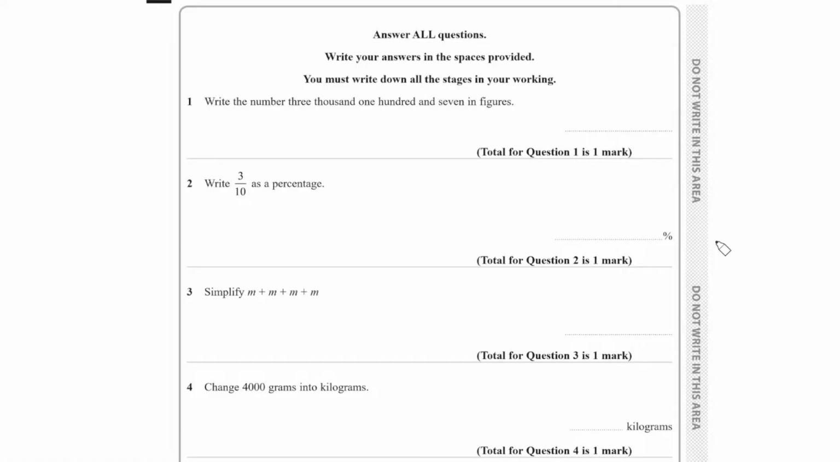So question 1, write the number 3,107 in figures. So 3,100, and then the 7 is in the units, isn't it? So technically it would be like this. So you've got effectively a gap, haven't you, between.